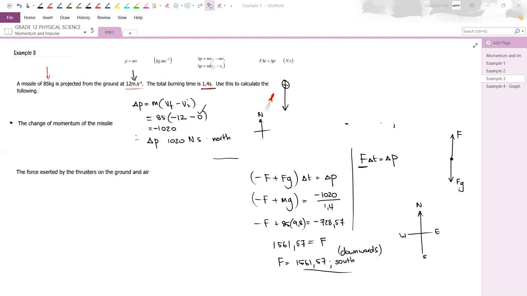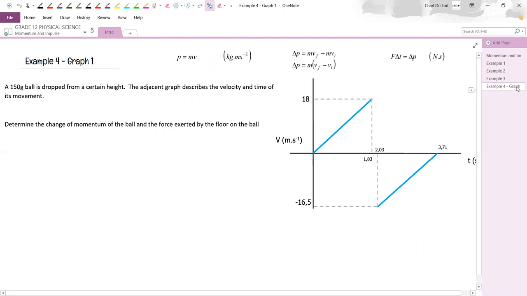Right. Cool. Now, question. Have you done any of these graphs with momentum and impulse? Just unmute yourself and talk to me. Hello? No, I don't think I have done this. I haven't gotten there yet. Okay, do you have any examples that you're doing at the moment?